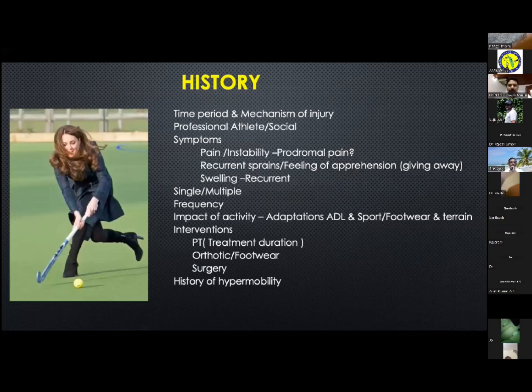So as we all know, the time period and the mechanism of injury give us some amount of information. If a patient gives a history of an eversion kind of injury, the most probable injured structure could be the deltoid ligament. Whereas in an inversion injury, the most probable injured structure could be the lateral ligamentous complex. Then the nature of the person, whether he's a professional athlete or just a social person. The symptoms, where the patient comes with pain, instability, recurrent sprains, a feeling of giving way, or recurrent swelling.